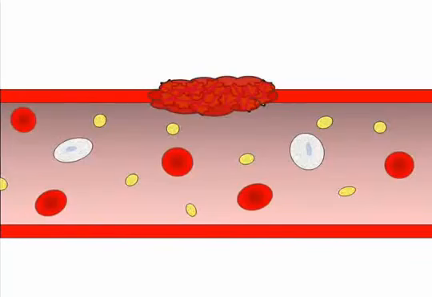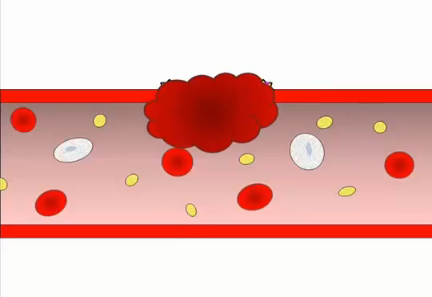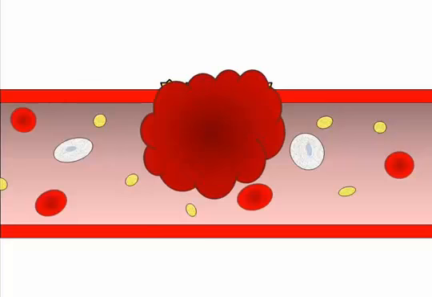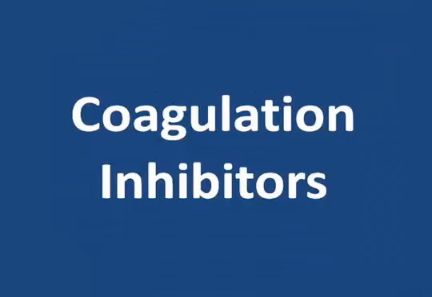So within a matter of minutes, a sturdy plug is formed to arrest the outflow of blood, but too much coagulation activity allows the clot to grow much larger than it should. Two groups of the body's own naturally produced chemicals help to limit the size of the clot. The first group blocks coagulation. These substances are known as coagulation inhibitors or natural anti-coagulants.